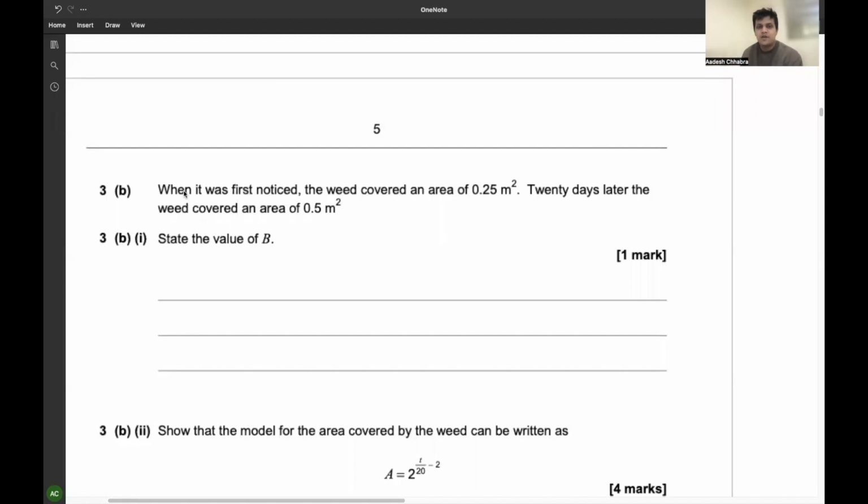For the B part of the third question, it's been said that when it was first noticed, the weed covered an area of 0.25 meters squared. 20 days later, the weed covered an area of 0.5 meters squared. And for the first part of the B question, we need to state the value of B.